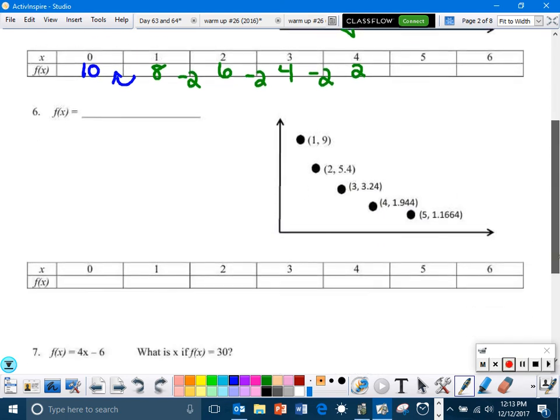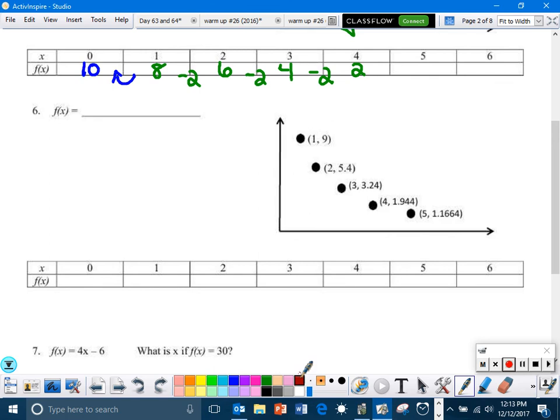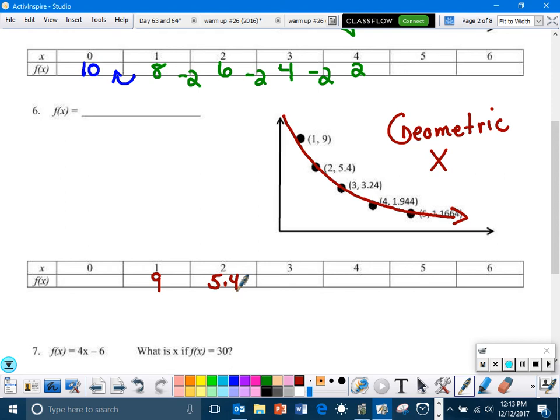The next one, we see that it is a curved pattern. Curved pattern tells us that it is geometric, and we are multiplying. All right, so I'm going to put my numbers in. So 1's partner is 9, 2's partner is 5.4, 3's partner is 3.24, and so on.